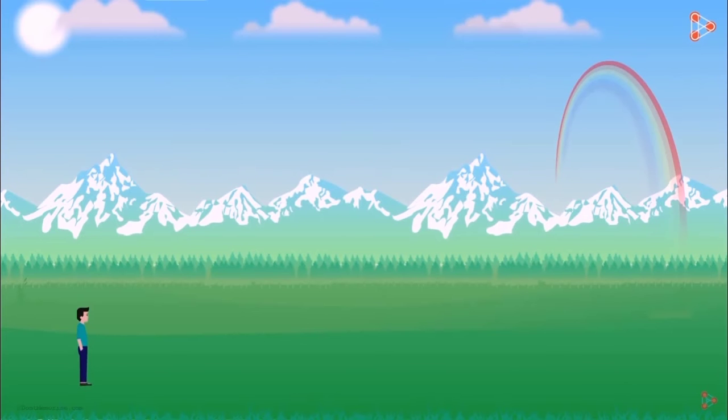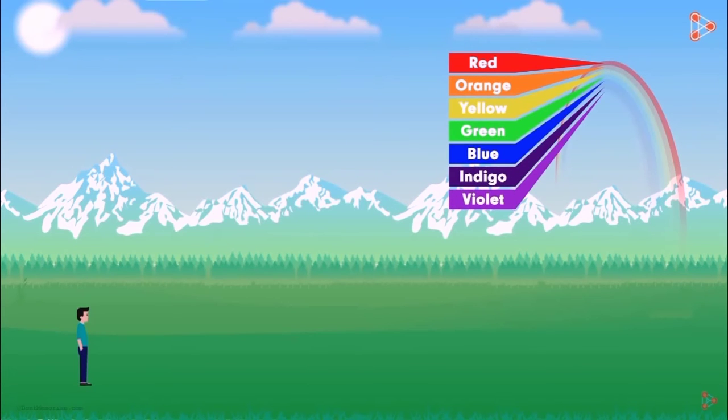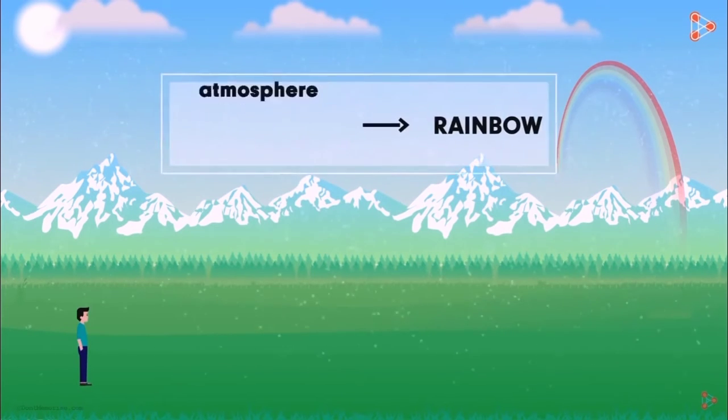a rainbow. Suppose that you are looking at the rainbow from some part of the earth's surface. We see the colors of the rainbow in order: red, orange, yellow, green, blue, indigo and violet. We might not be able to see indigo because our eyes are not quite sensitive to that color. Rainbows that occur during the rainy season are formed due to the presence of water droplets in the atmosphere.